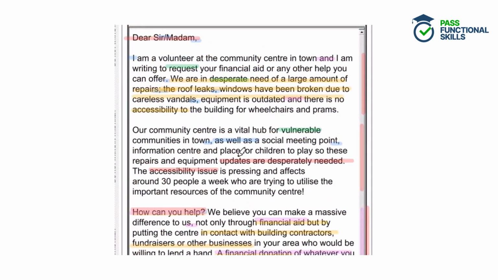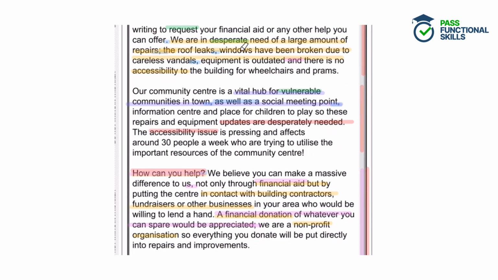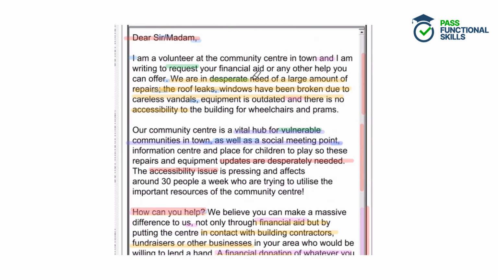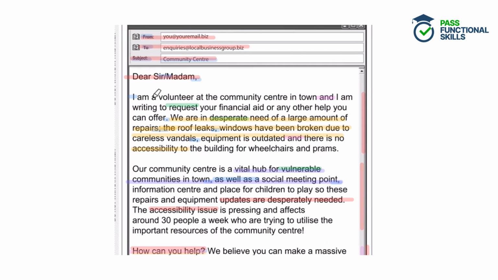So if we have a look at the answer, we can see that generally the language used here is quite formal. So in the second paragraph, we've got vital hub for vulnerable communities in town, as well as a social meeting point. So this is very much formal language. It's quite sophisticated. There's no use of slang words or any contractions like can't or won't throughout the answer. So it's all fittingly very formal. The language also fits the topic of the question, so the answer is focused on the improvement of the community centre, and we've got the answer being tailored to the audience as well.